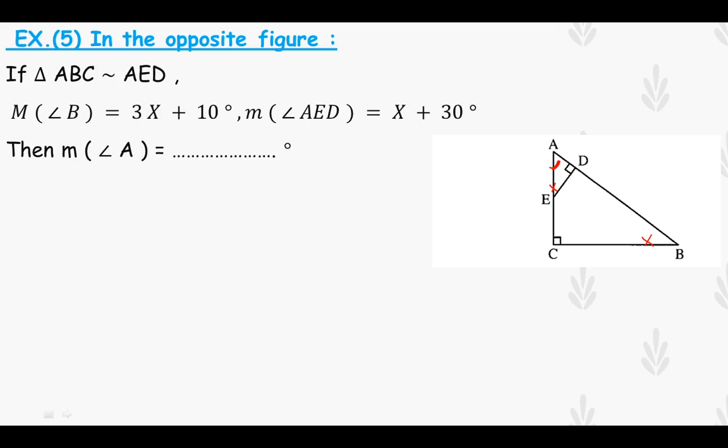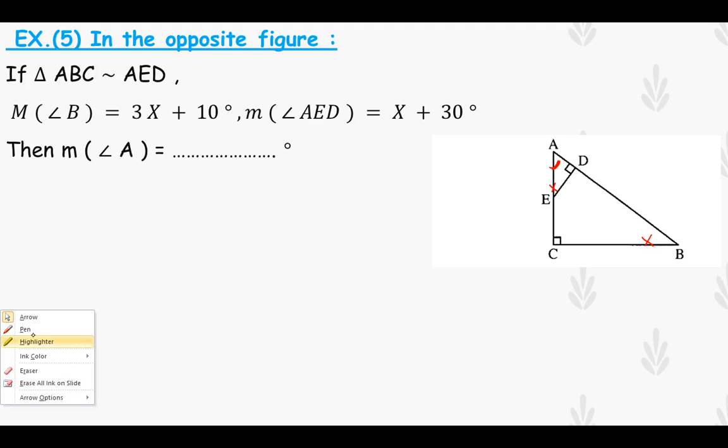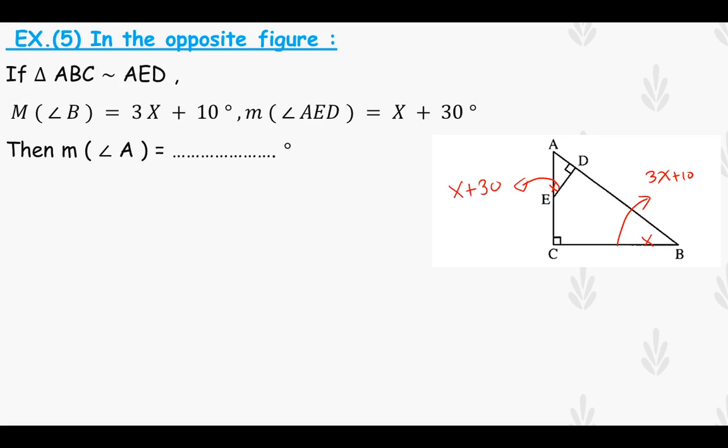Measure of angle B equals 3x plus 10. And measure of angle AED, this angle, its measure will be x plus 30. Then measure of angle A, here he wants to find measure of angle A. It will be equal to what?